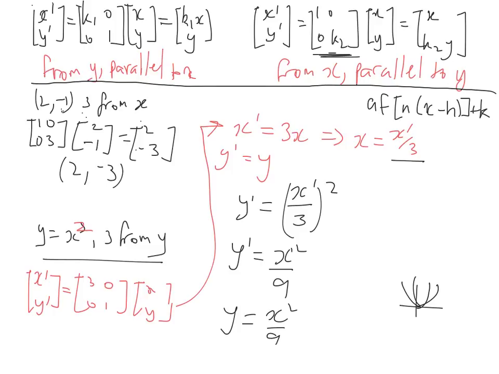So it's a dilation of 3 from y, which is represented by 1 over that factor, 1 over 3. Because we're squaring it, it becomes 1 over 9. So that's how we go about doing a dilation from x and from y, with points and with equations.